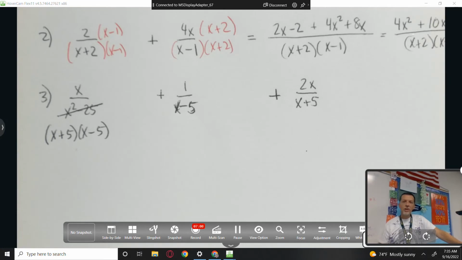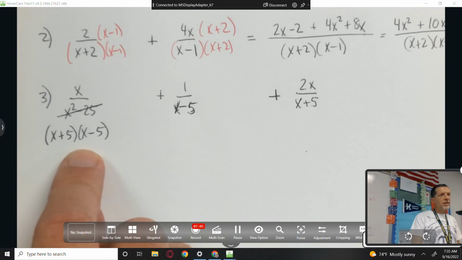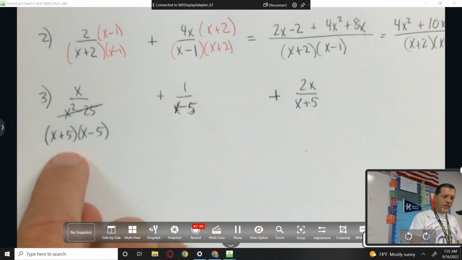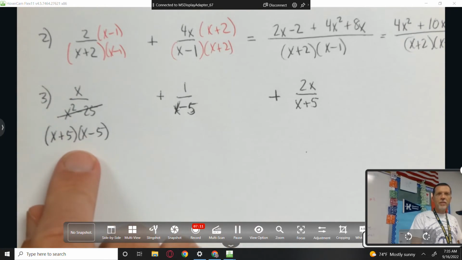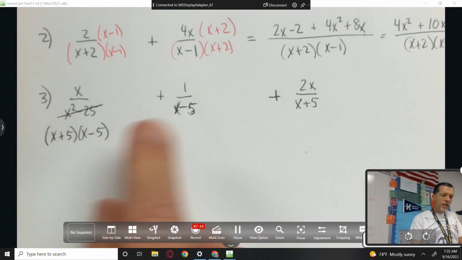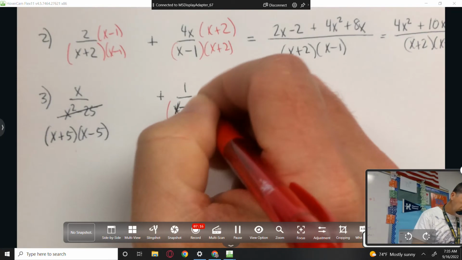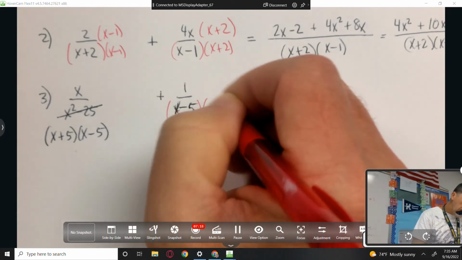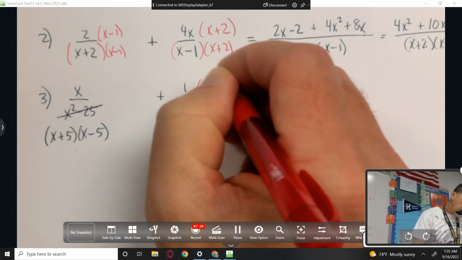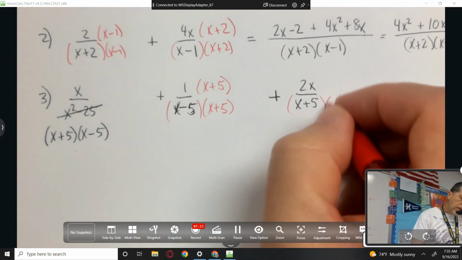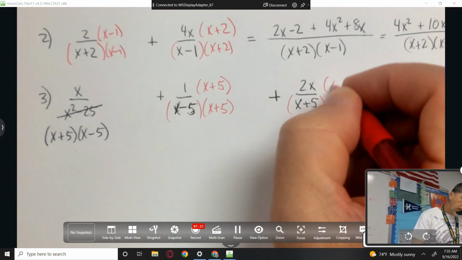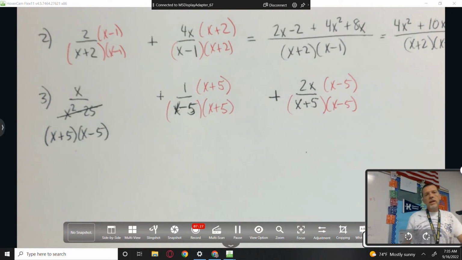So we need them to all have the same stuff. So what does the first denominator need? x plus 5. Not what does this one need? Nothing. He's got everything. The next one needs an x plus 5. And then the next one needs an x minus 5. Okay, now the denominators are matching, so we're good there.